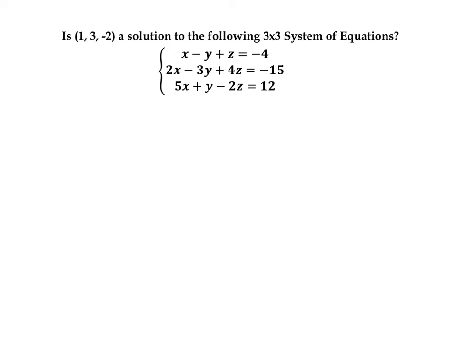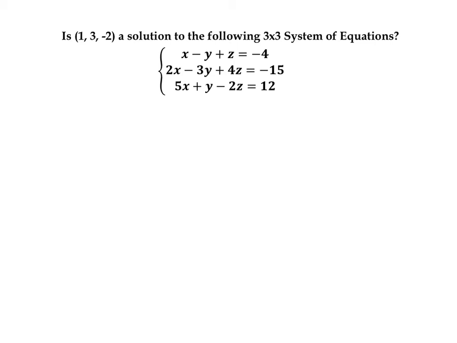Here in this last problem, we are asked, is this point 1, 3, negative 2 a solution to the following 3 by 3 system of equations? Right, so is this the answer for this system? One thing you could do is solve the system and find out if it's the actual answer, or you can work backwards, and I want to show you how to do that.